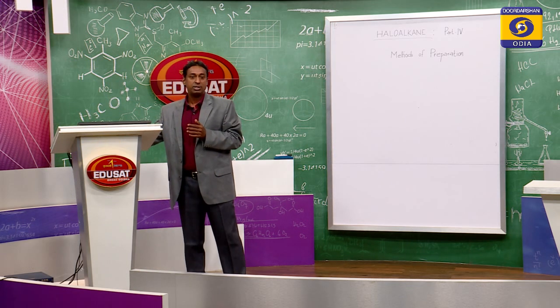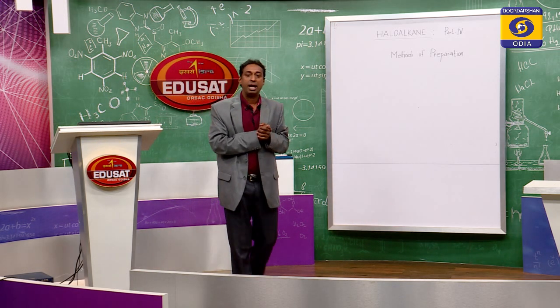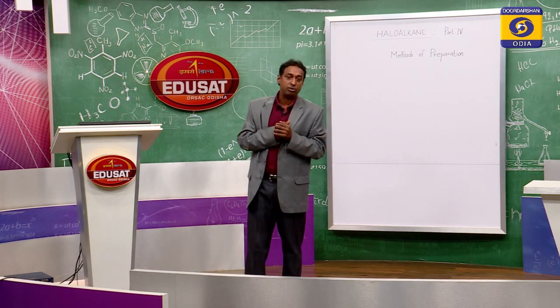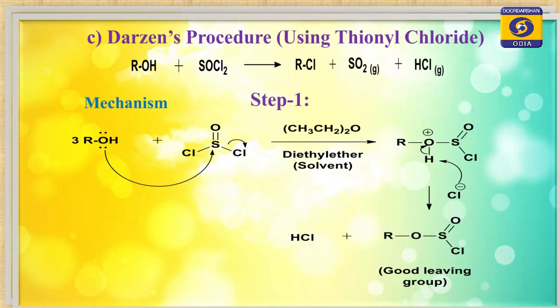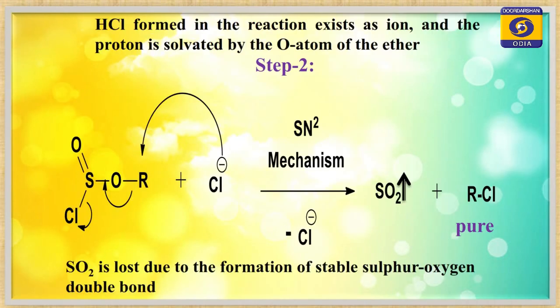Next one, you see we can also prepare haloalkane from thionyl chloride, called Darzens procedure. In this case, you are using SOCl2. The mechanism is also there, you can see step 1, step 2, same thing. To remove this OH group, when you are adding SOCl2, oxygen forms a bond with sulfur. When oxygen forms a bond with sulfur, you get an intermediate ROS(O)Cl. This is the intermediate, a very good leaving group, meaning we are preparing a good leaving group to remove the OH group.